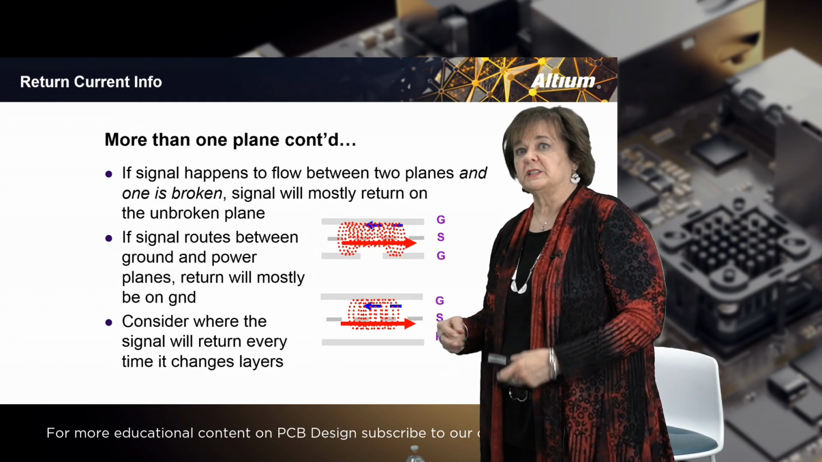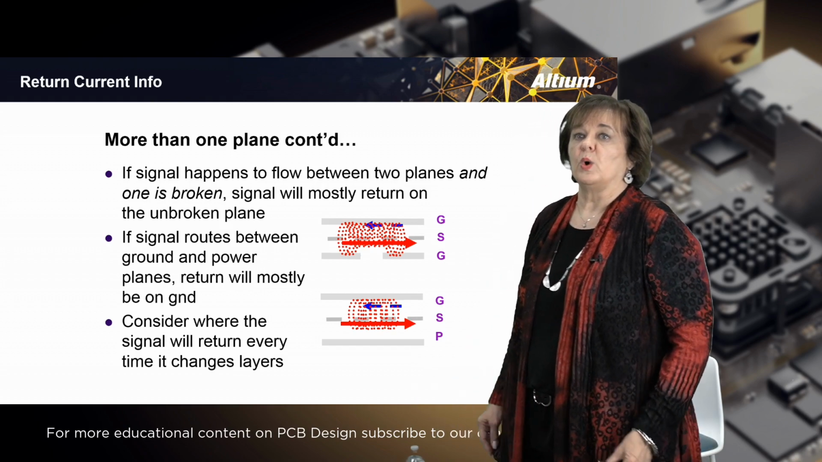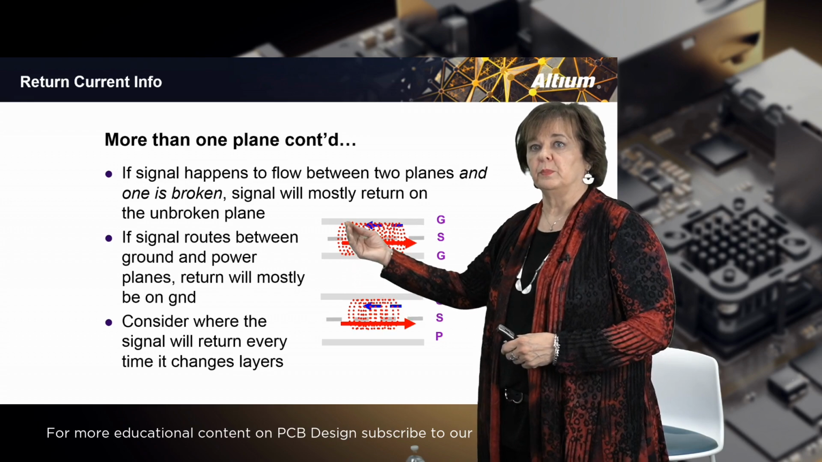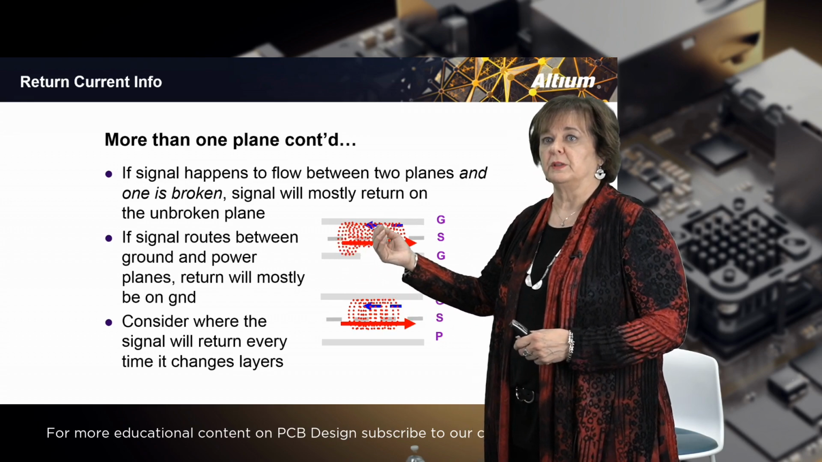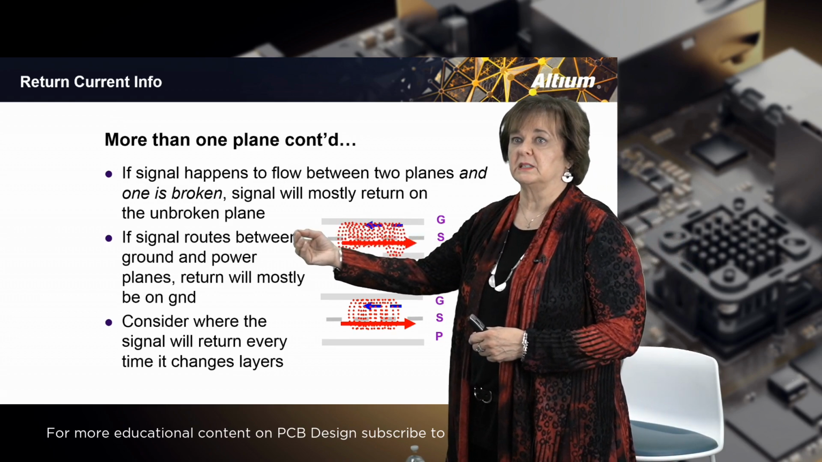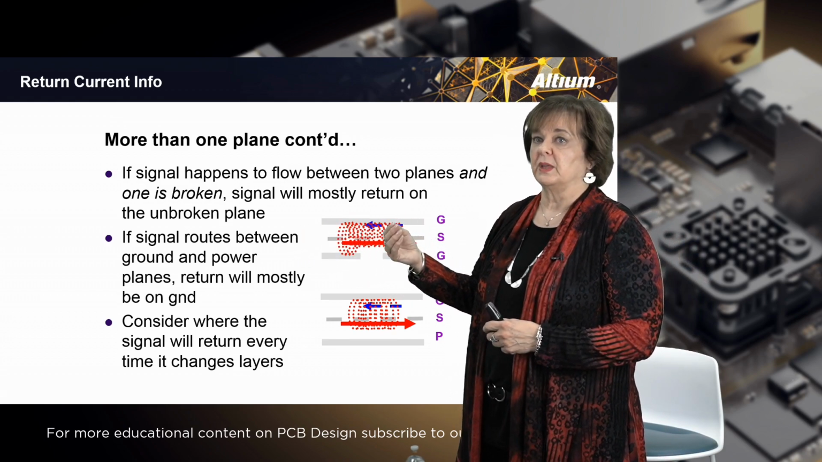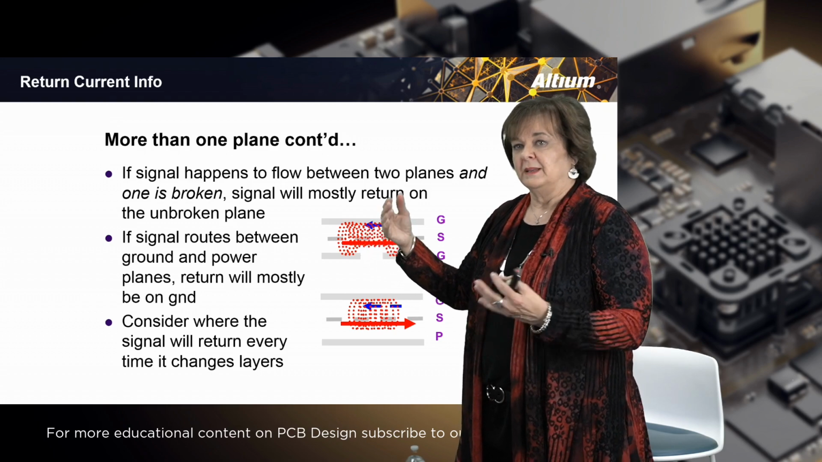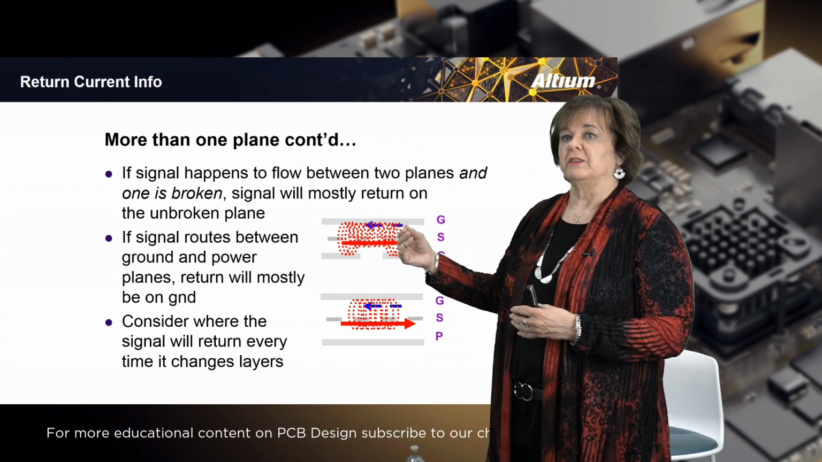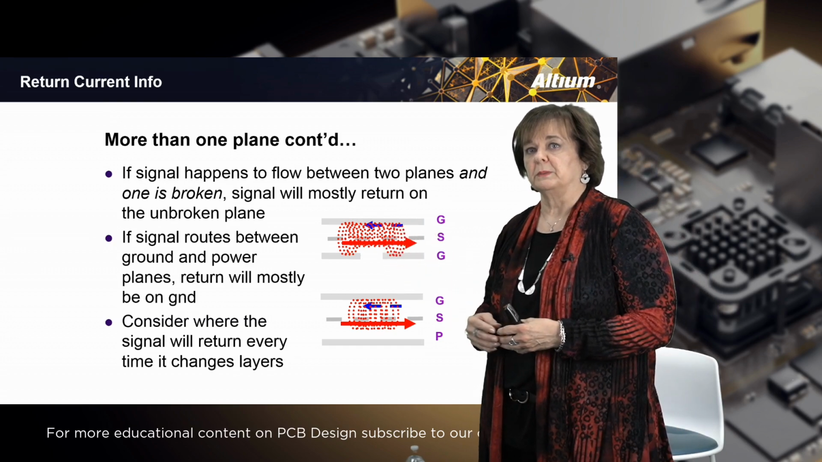If the signal happens to flow between two planes and one is broken, then that signal, at least at that point, would flow only on the one that is the solid plane. That's where we would want it to have the least interference, and so that's what it would choose to do. Not that it makes a choice, but it would flow in the easiest path that you're giving it, and that would be the unbroken plane.